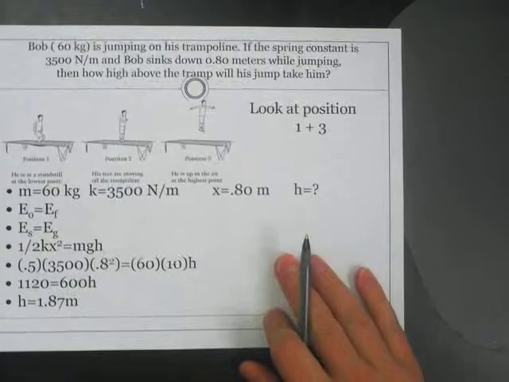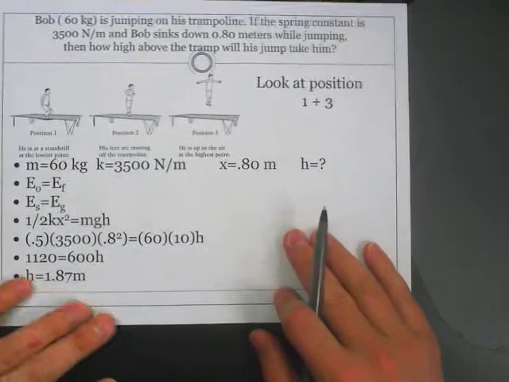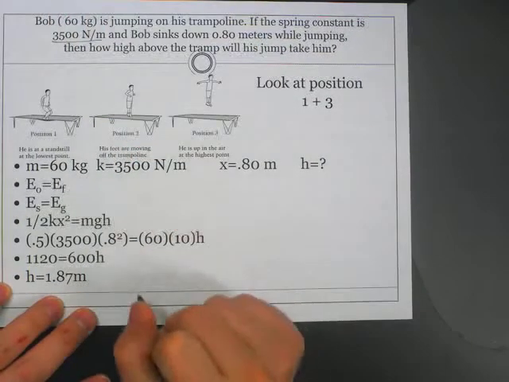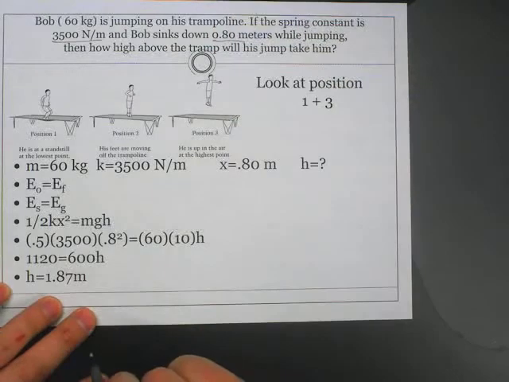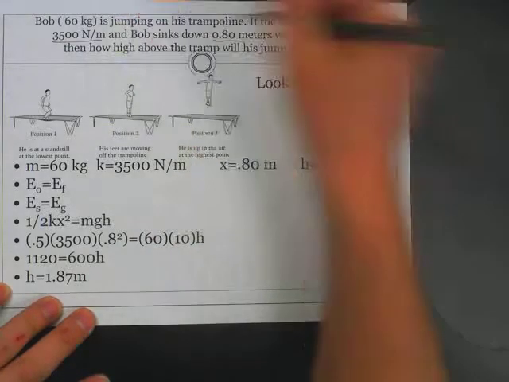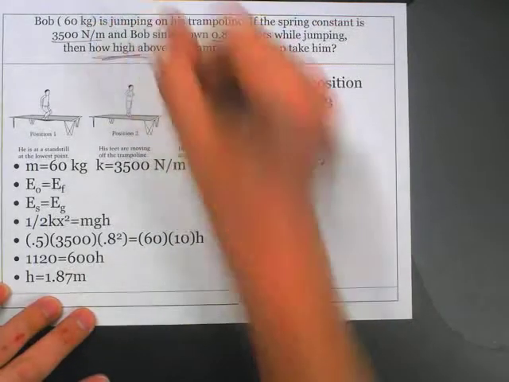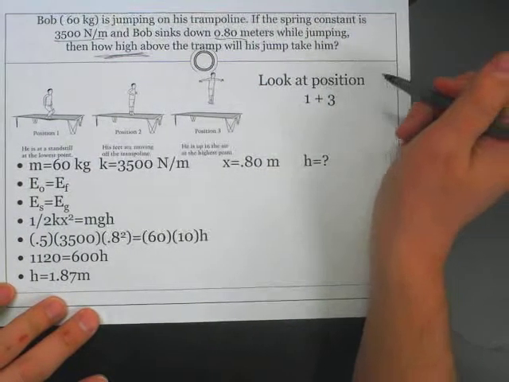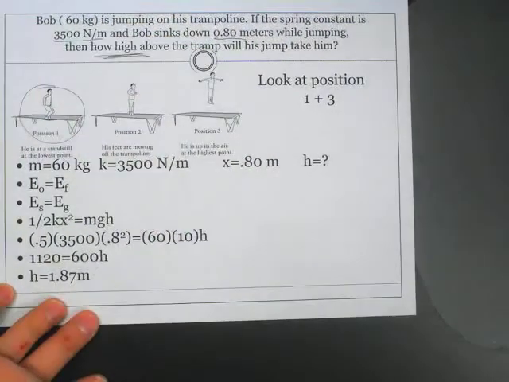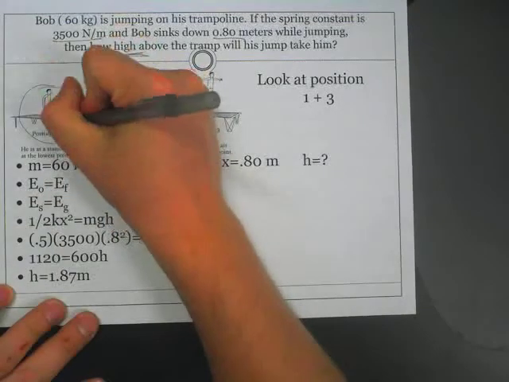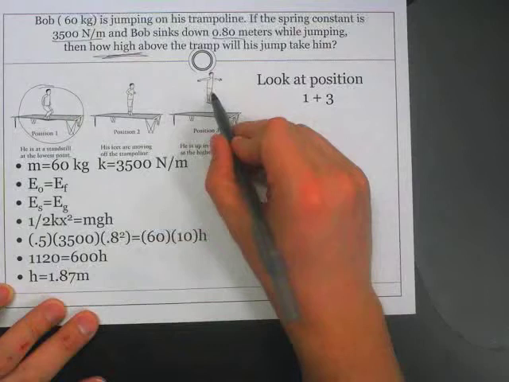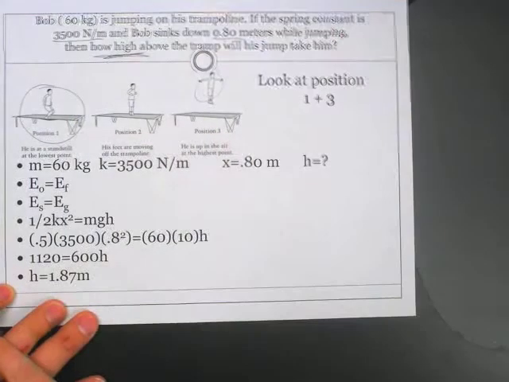Okay. So now, Bob is jumping on his trampoline. Spring constant is that. Bob sinks down that far. How high above the trampoline will his jump take him? So for our picture, I have this fancy trampoline. Here's where he starts, right? He's stretching out the trampoline 0.8 meters, and then he shoots into the air, and you want to know how high he goes before he comes back down.